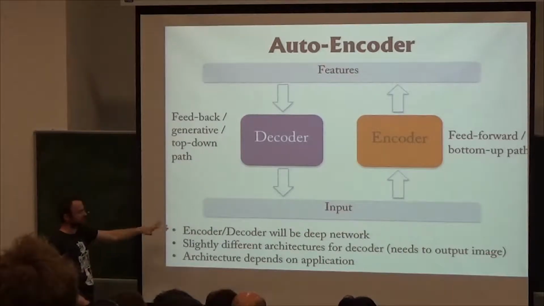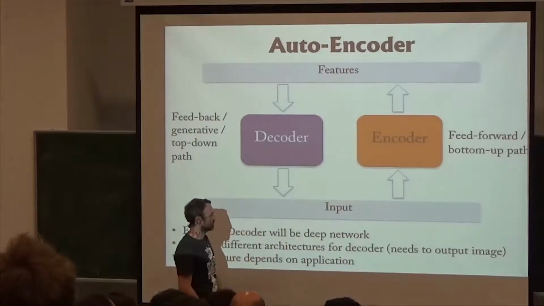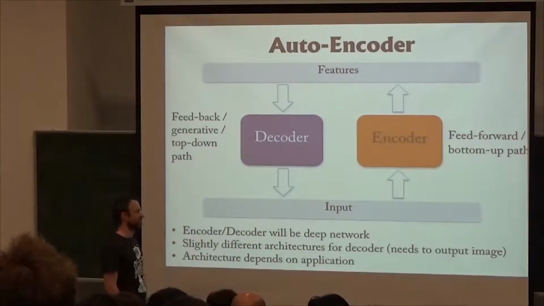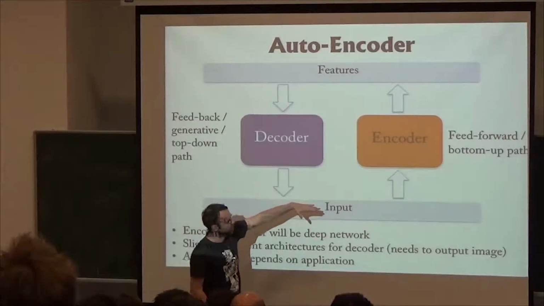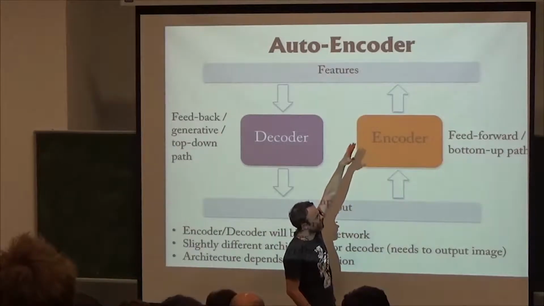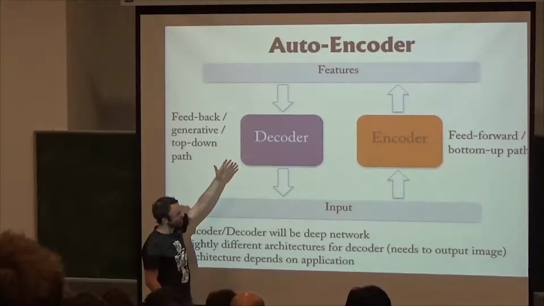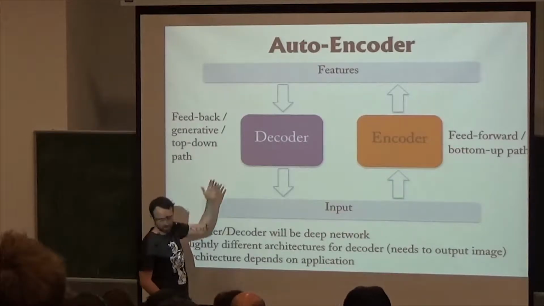Okay, let me see. So in practice, yes, each of these blocks here is going to be some sort of deep net, and we've got slightly different architectures for the decoder because it's not mapping from an image to a class label or some high-level features. It's mapping from features back to pixels. So you need slightly different building blocks in the decoder.